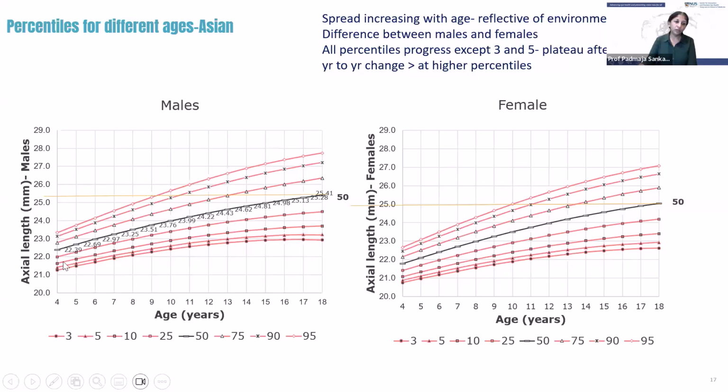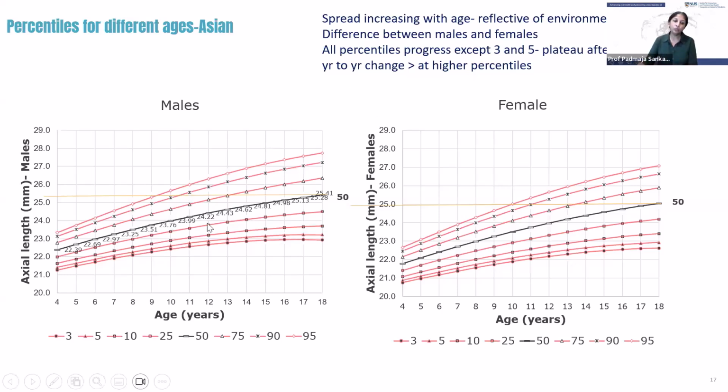males and females because we saw that there were gender differences with respect to axial length. What we see here is that at the younger age, at 4 years of age, the spread is very small. It's only about 2 millimeters. But by 18 years of age, you can see that the spread is quite large and it expands to nearly 5.5 millimeters.